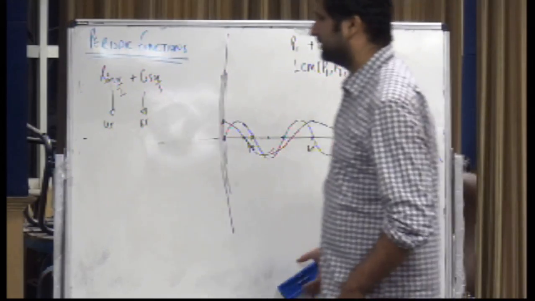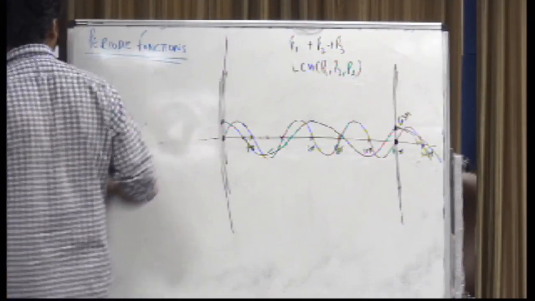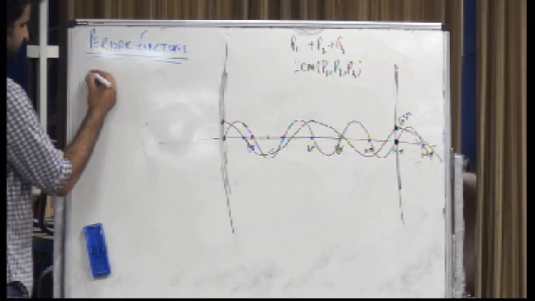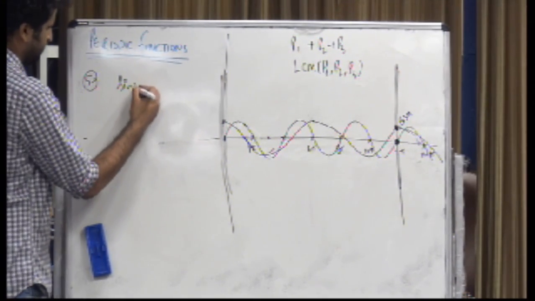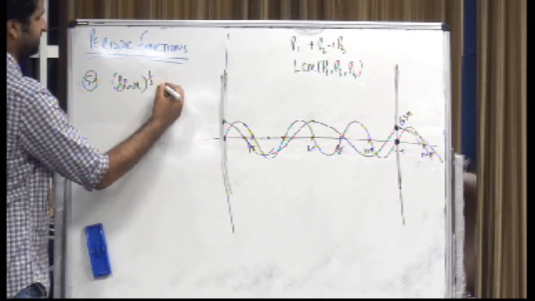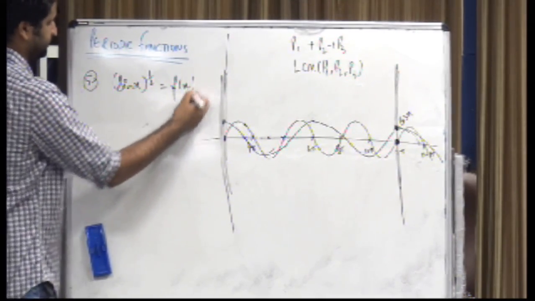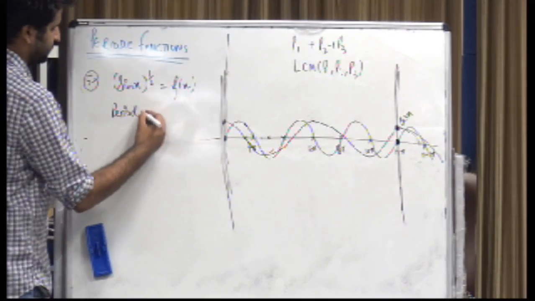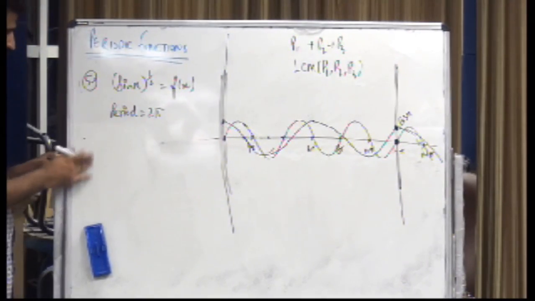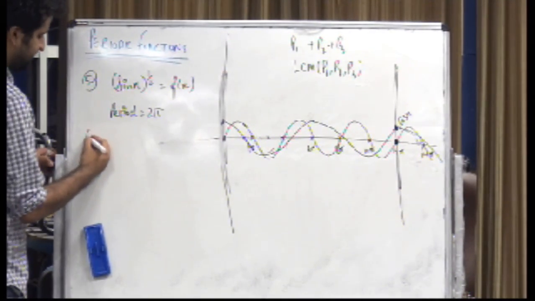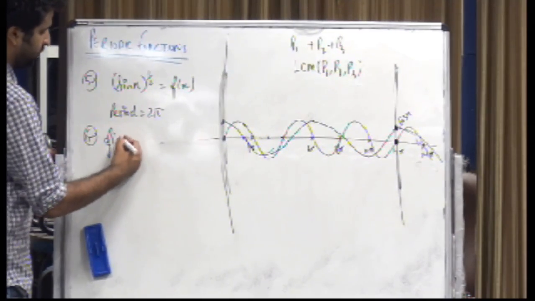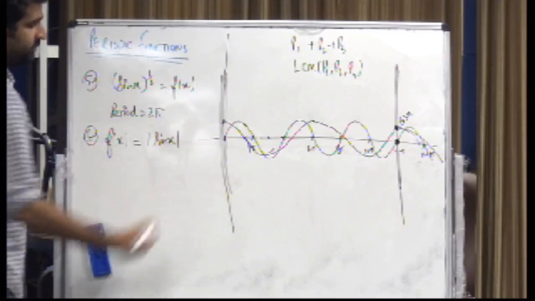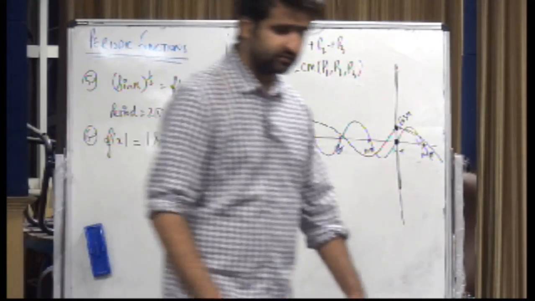So the next question asked was sin x to the power half. So that will be the 5th question. So sin x to the power half, just write down that the period will be the same. Period is equal to 2 pi. Next is f(x) is equal to mod of sin x. What will be the period of f(x) is equal to mod of sin x?